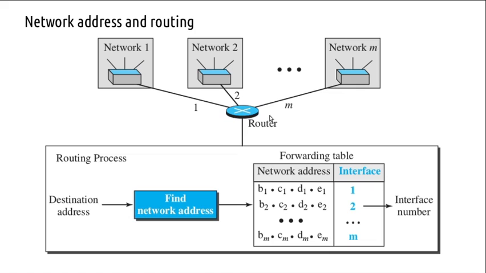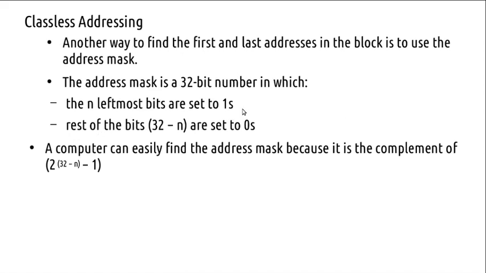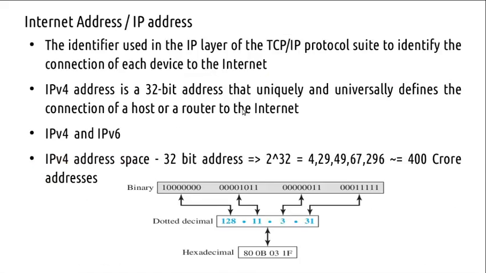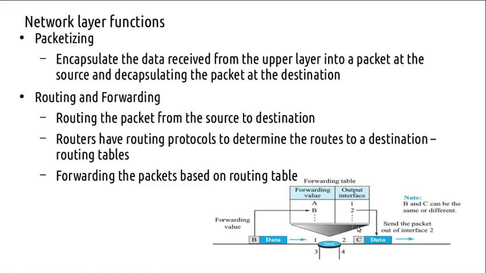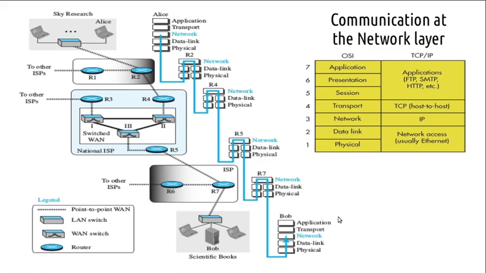Why do we need all these addresses? The address is used for routing purposes. We are now in the network layer of the TCP/IP protocol, and the network layer has this device called a router. If you recollect from the earlier slide, a router has something called a forwarding table, routing table, whatever you call it. So we are in the network layer, the IP, internet protocol layer.